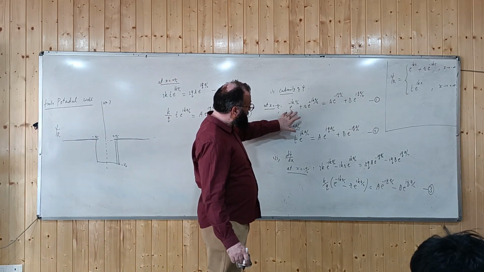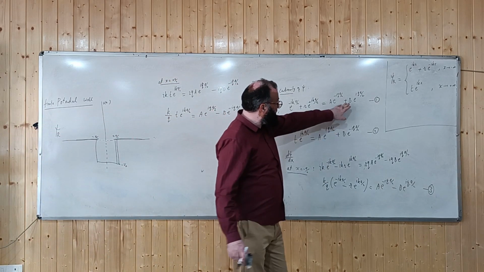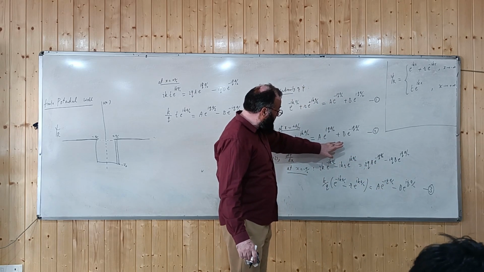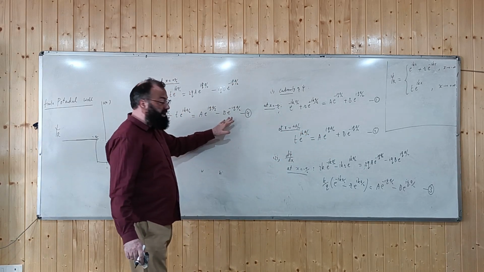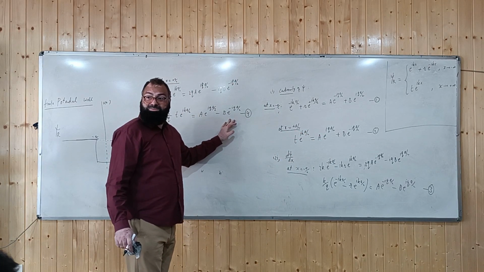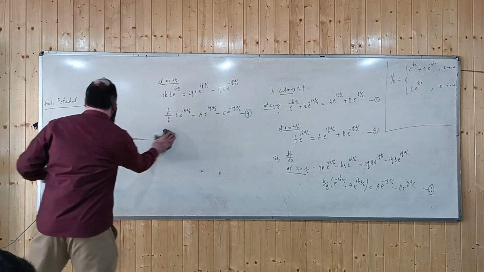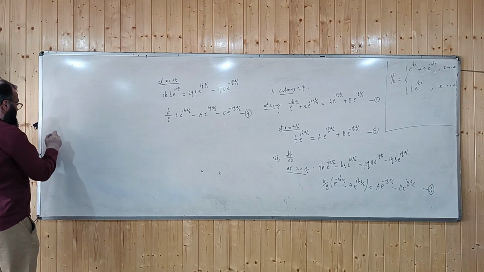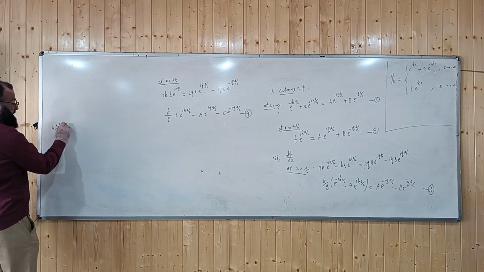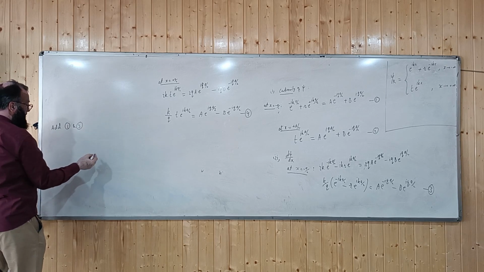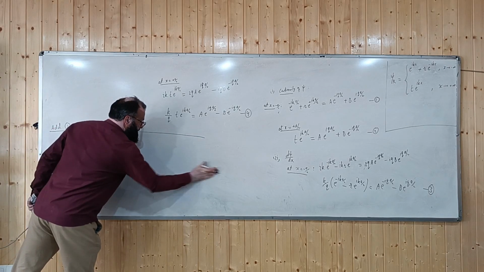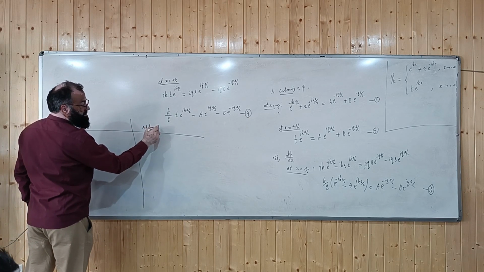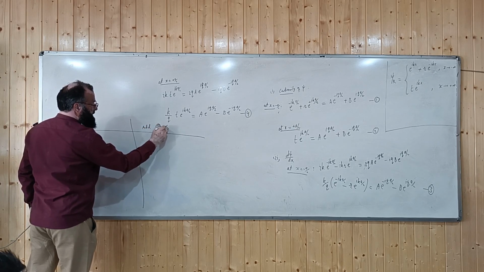So let's add first and third. This term will cancel, and I will get an equation for A. Similarly, I will add second and fourth, so I will eliminate B, and I will get two equations for A. So let's write it. Eliminate first A and B. Add first and third, and add second and fourth. Clear?